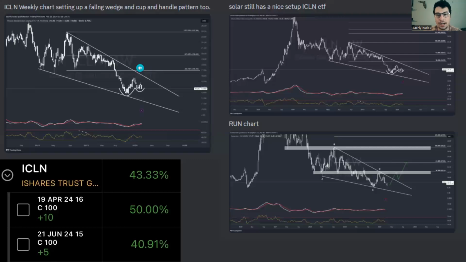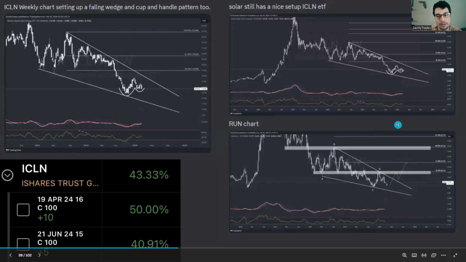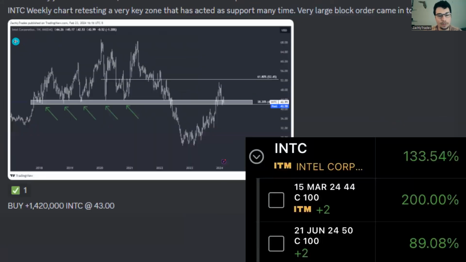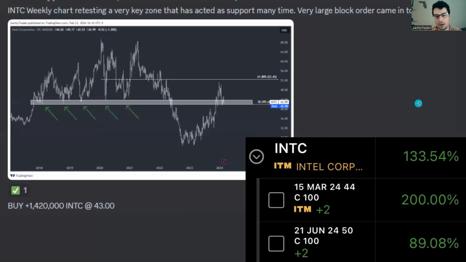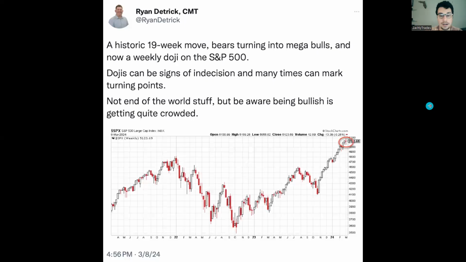This is a preview of some of the trade ideas, right? We're talking about iClean, going over the falling wedge and the cup and handle. This was a couple weeks ago, and you can see the option returns on that were very nice. Also, Intel, INTC, was another one, just highlighting this key zone over here and how we bounced there 5 times previously in the past. And we came back to that zone, retested it again after a breakout, and Intel did very well also. And then we highlighted the big block order that came in, basically about 1.5 million shares at $43 a share. And then we highlighted where it was at. Intel was trading below $43. So it seemed like a really good setup and opportunity. Those paid off pretty well.